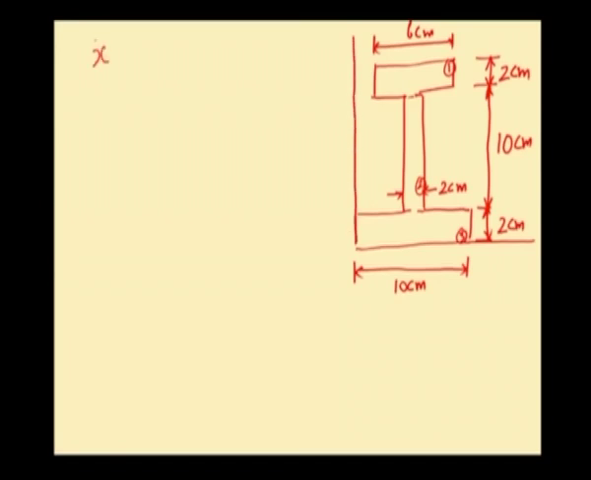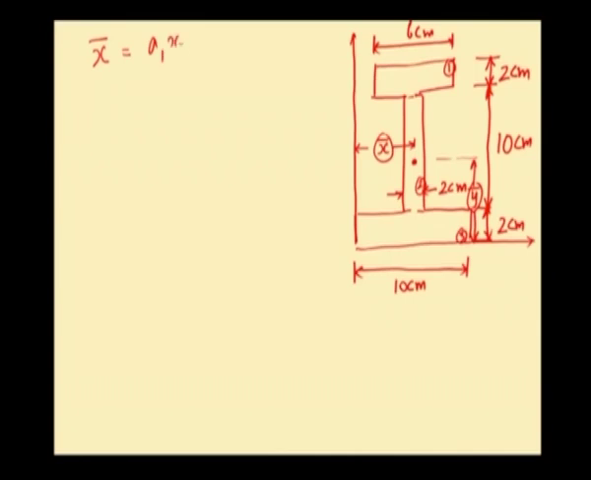Now, we shall calculate the value of x bar for this I section. So, the center of gravity will be somewhere here. The distance of the center of gravity from the left line is x bar, so this distance is x bar, and the distance of the center of gravity from the bottom line will be y bar. So, this distance is y bar. Now, we are going to calculate the value of x bar as well as y bar.